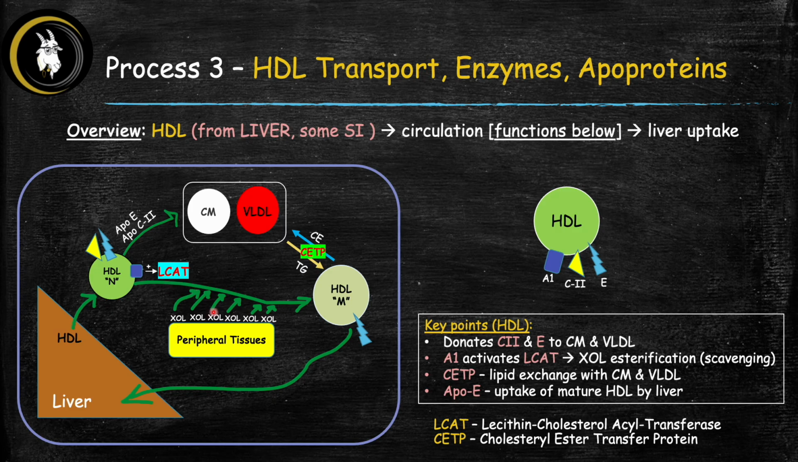So LCAT's important for cholesterol esterification and scavenging cholesterol. CETP is important for the other function, which is the exchange of lipids between HDL and these other lipoproteins. And then finally, the last thing that's important is that ApoE on HDL is required for the reuptake of the mature HDL by the liver back from the circulation. So just like most other lipoproteins, HDL also needs the ApoE on its surface so that it can be removed from the circulation by the liver at the end of its journey.